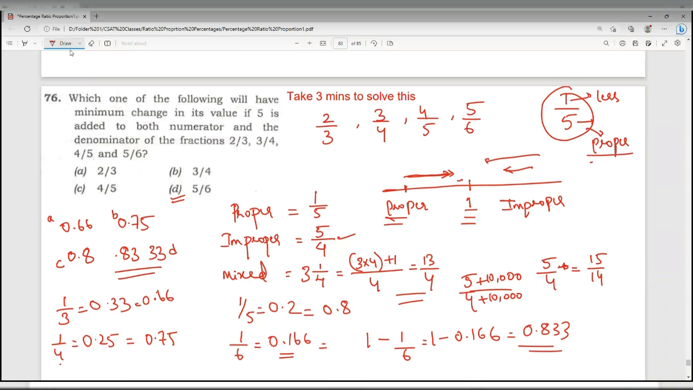Improper fractions are ones where the numerator is greater than the denominator. So in this case, the numerator 5 is greater than the denominator. So this is an improper fraction. So this is the difference between proper and improper. I hope I'm able to clear your doubt. If you have any query, please ask.